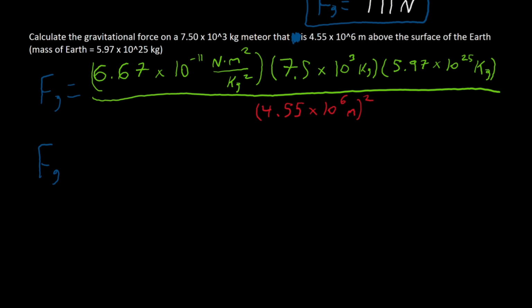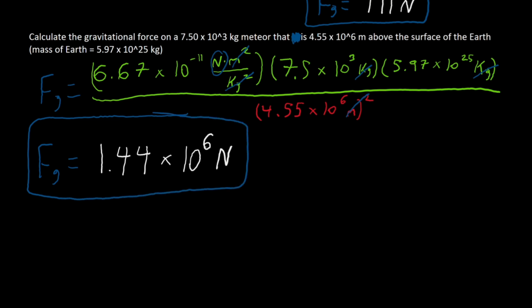Now for our answer, we want there to only be the variable N for newtons. So let's make sure that we have all of the other variables crossed out. So meters squared crossed out, as well as these kilograms. We should be good. We should get about 1.44 times 10 to the 6 newtons, of course rounding to 3 significant digits. Moving on.